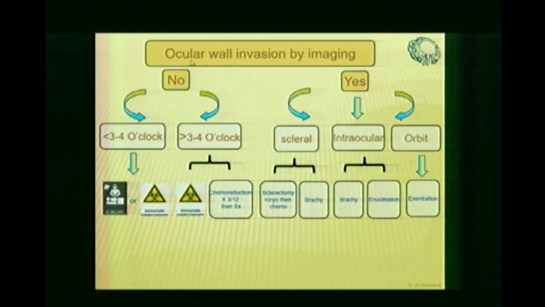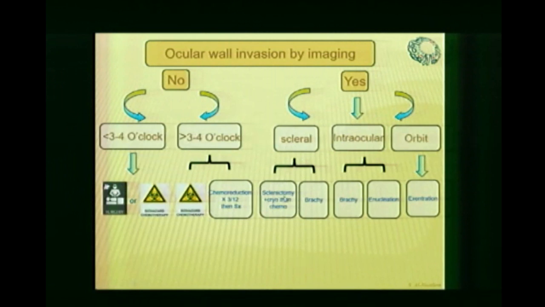So if the wall is not involved, if the lesion is less than 3 to 4 o'clock, you can do surgery or chemotherapy. If it's more than 3 to 4 o'clock, you can do chemotherapy, or you can do chemoreduction for a minimum of 3 months, followed by surgery. And if the ocular wall is involved, sclera.